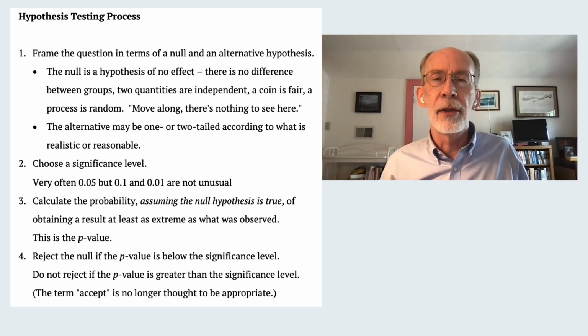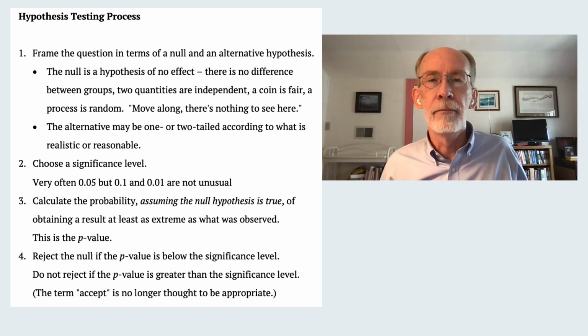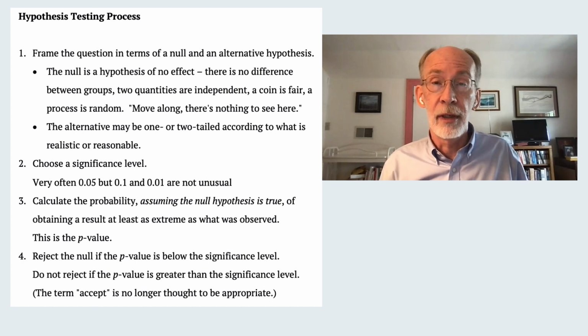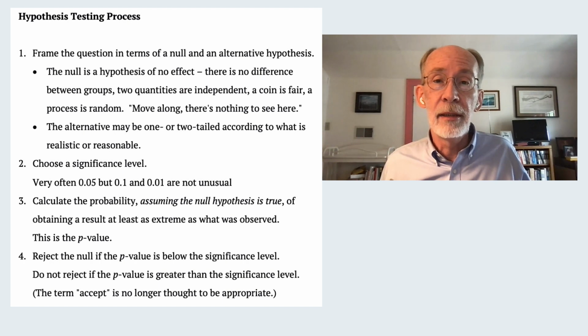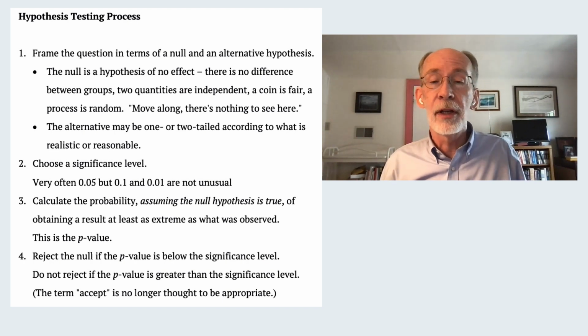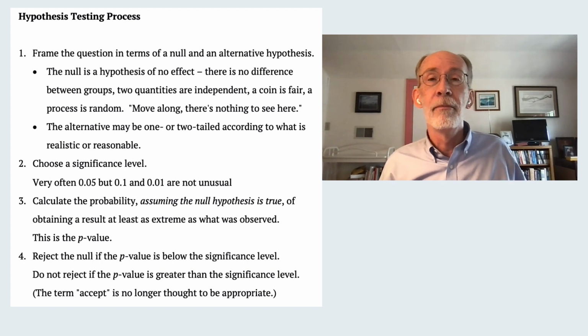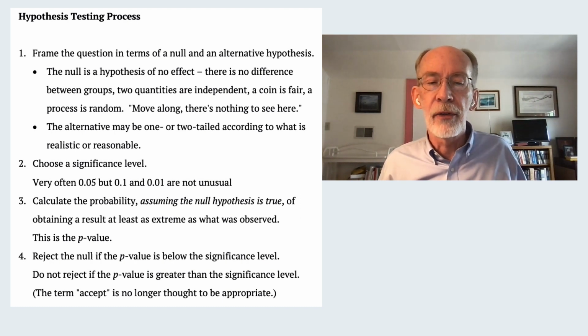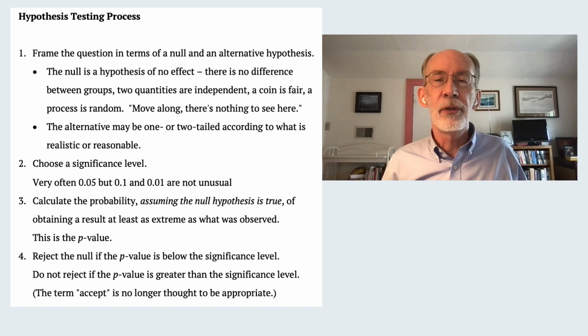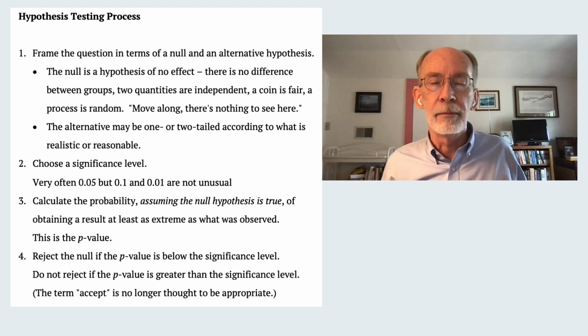A null hypothesis is a statement that says there's nothing going on. If you're testing the fairness of a coin, the null is that the coin is fair. If you're testing for differences between groups, the null is that there is no difference. If you're testing for some sort of dependence between quantities, the null is that there is no dependence. If you're testing for whether a process seems to have been random or not, the null is that it was random. So it's always a statement that there's nothing going on.